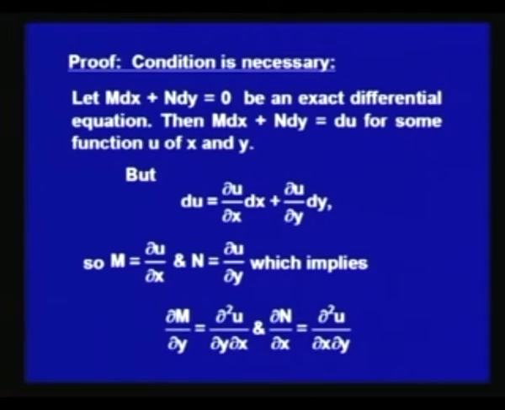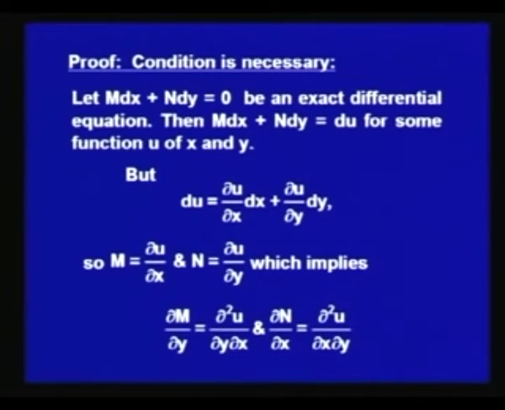First, we show that the condition is necessary, that is, we shall assume that M dx plus N dy equal to 0 is an exact differential equation, and then we shall show that the first order partial derivatives of M and N, that is ∂M/∂y and ∂N/∂x, are equal to each other. So, let us assume that M dx plus N dy is exact. Then we may write M dx plus N dy equal to du for some function u of x and y.